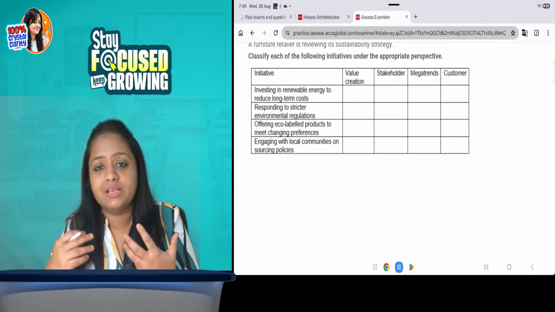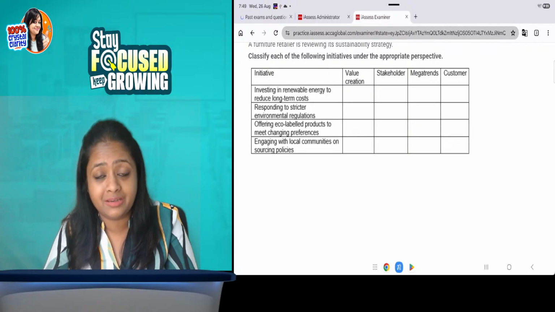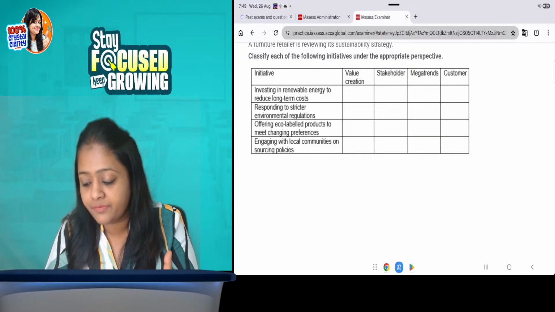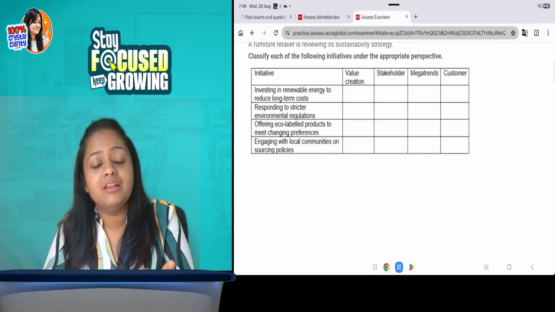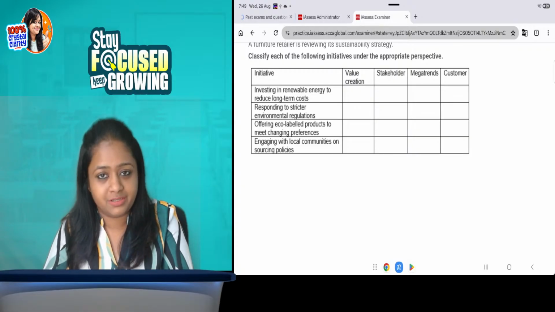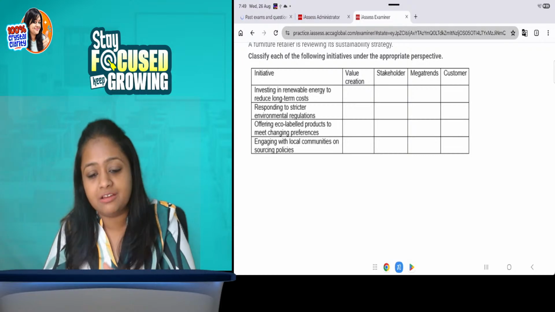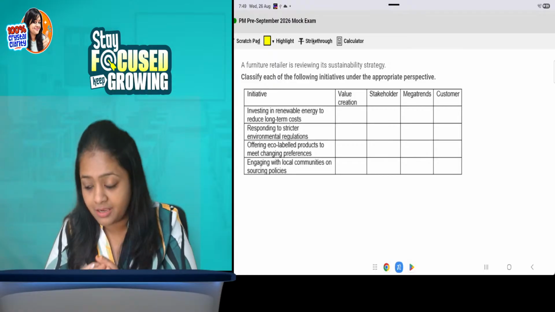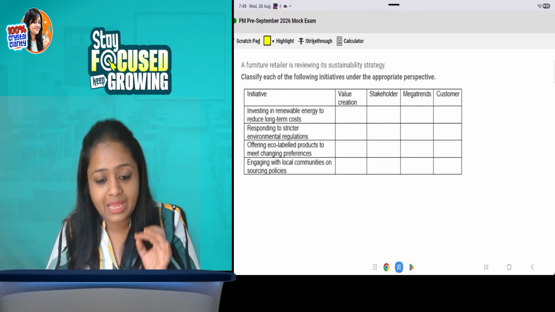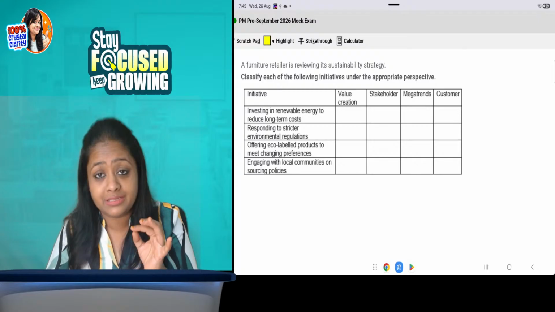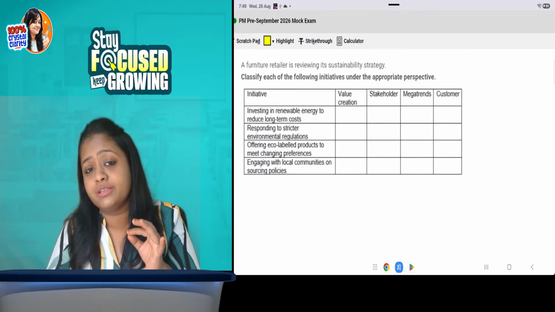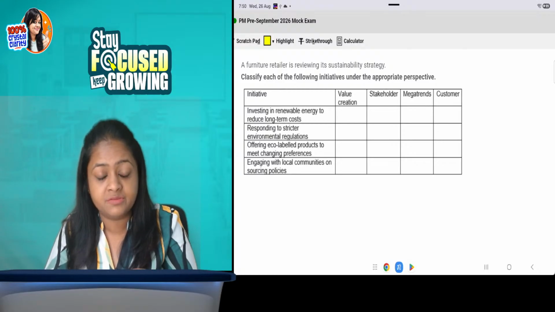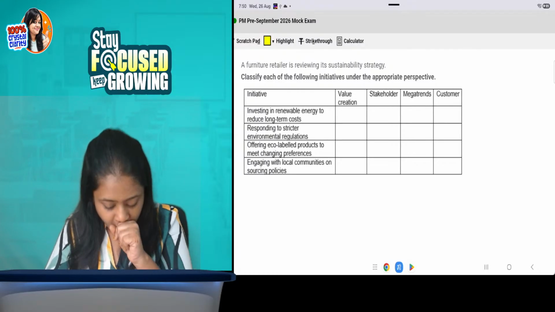Stakeholder is the one who has got interest in that organization. For example, megatrends. Megatrend is a term that we use that reflects the external trends and regulations of the government. Okay, so everything external is megatrend. Then customer, it is the final end user. So now let's look at every line item and see whether it's adding to value creation, or is a mega trend, or is meeting the stakeholders' objectives, or a customer centric objective.